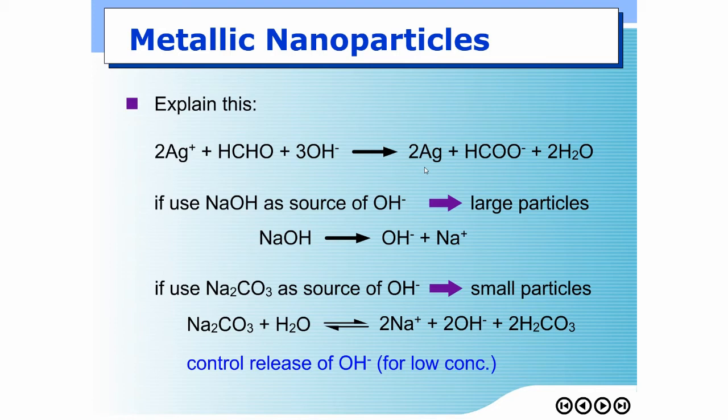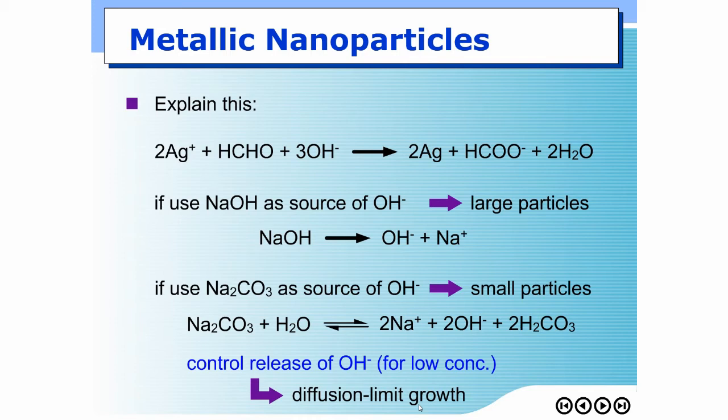In this way we will get a low concentration of growth species during the growth period, and that should give you diffusion control growth. As I said, diffusion control growth is very important, and you need to achieve this so that the size of your particles will be small. Not only will it be small, it will be uniform as well.